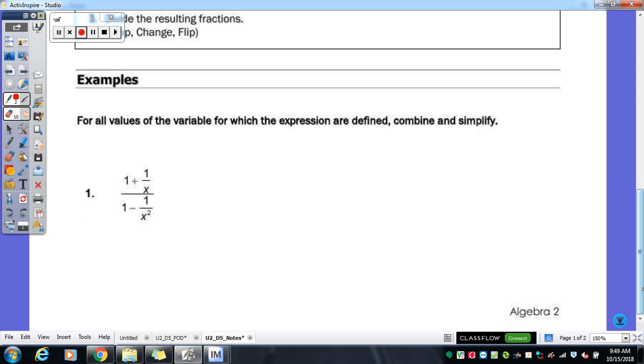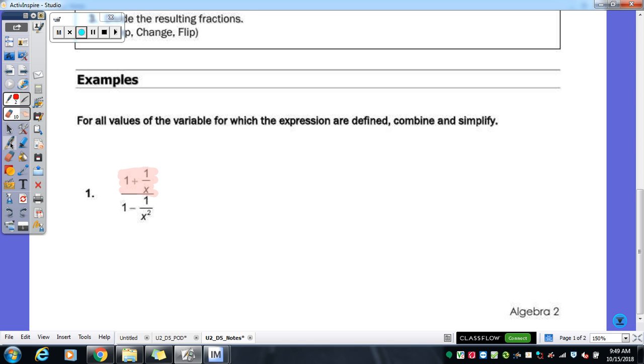So let's take a look at our first example down here. We got 1 plus 1 over x all over 1 minus 1 over x squared. So let's look at just our numerator for now. So we're going to look at just up here. The 1 plus 1 over x. We want to add those together and make it one fraction.